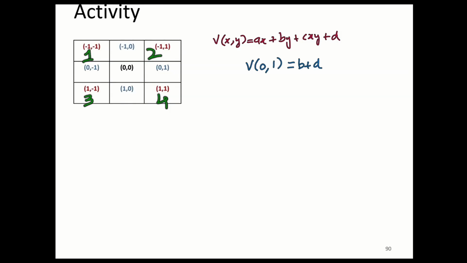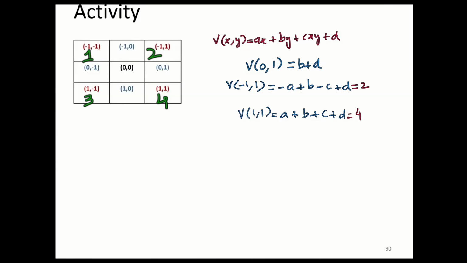Now as the name suggests, we have to go to the nearest neighbors. Nearest neighbors of this are these 2. These others I don't know, right? So I only know these 2. Let's find it out. This one is (-1, 1), right? So v of (-1, 1) will be equal to -a + b - c + d. And what about this one? v of (1, 1) is equal to a + b + c + d, which equals 4.